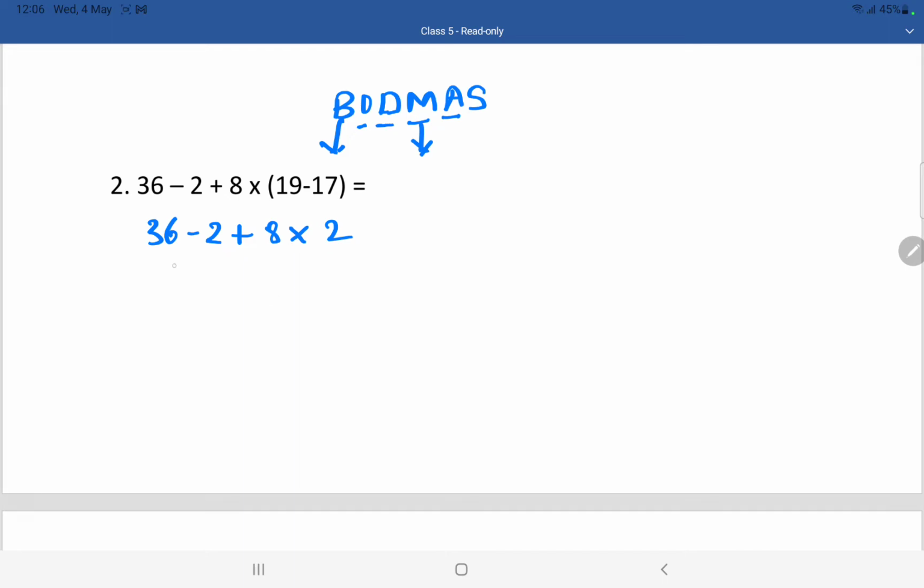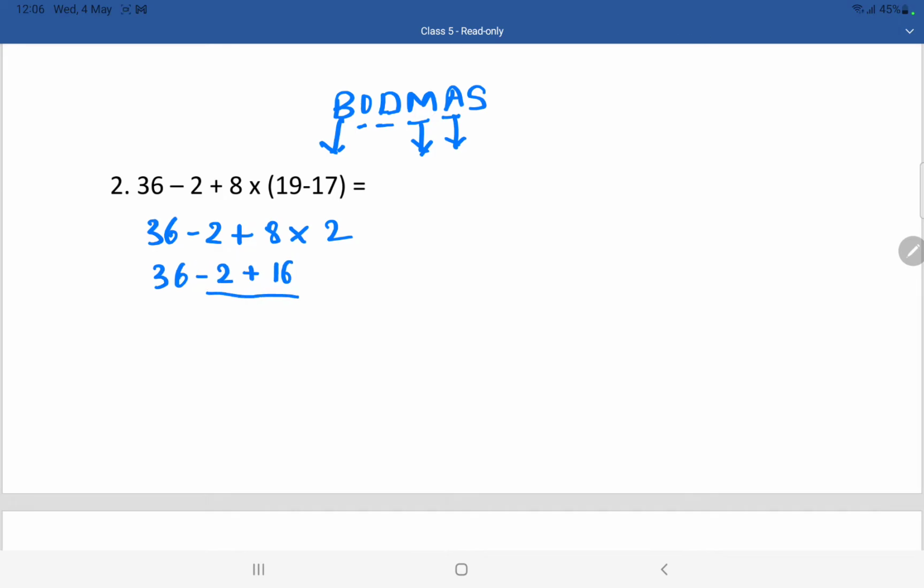So, what is 8 into 2? It is 16. 36 minus 2 plus 8 into 2. This value is 16. I am substituting 8 into 2 as 16 here. Then do we have addition? Yes, we have addition. So first what you need to do is, here I have minus symbol.